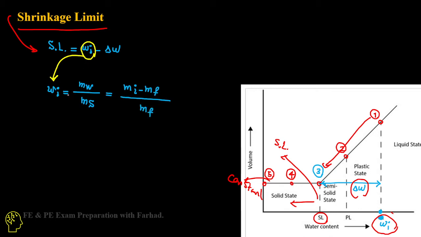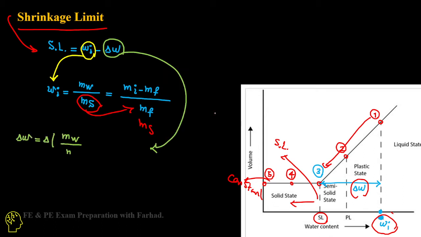And Wi is just the moisture content, mass of water over mass of solid soil grains. When you dry a sample completely, the leftover is just the final mass, and that's nothing but the mass of soil. And the mass of water is just the initial mass, which is the wet mass, minus the soil mass. And delta W is the variation of mass of water over mass of soil.